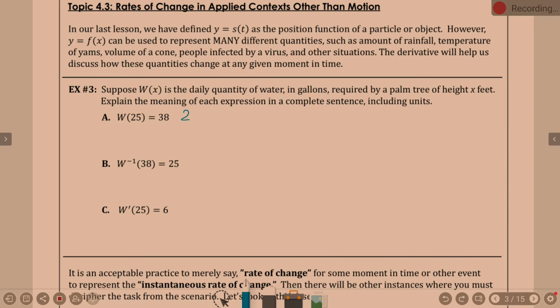So a 25 feet tall palm tree requires 38 gallons of water per day. Okay. So that right there is just looking at W of 25 equals 38, just understanding what the information means.